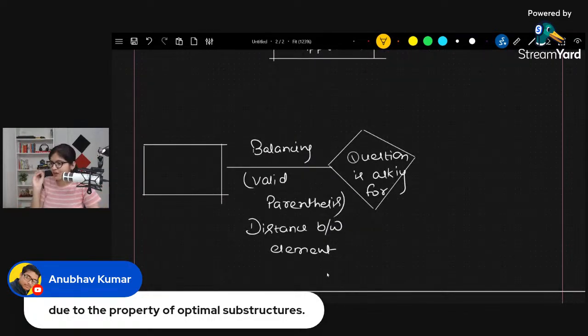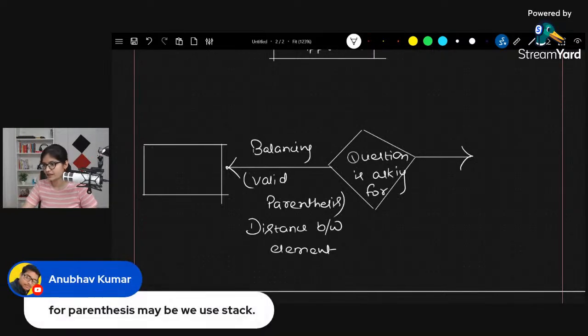If the question is asking for a balancing part, for example valid parentheses, whether the parentheses are valid or not, or finding the distance between two elements, which data structure will you use to solve this problem? Anyone who can answer? Yes, in both of these scenarios, we will use a stack-based data structure, as said by Anubhav.